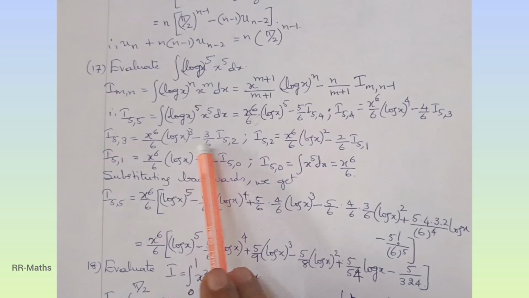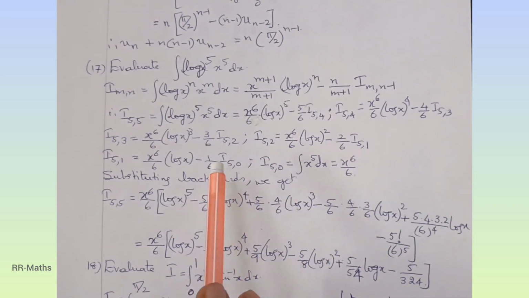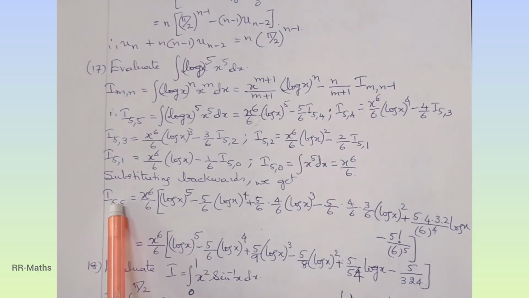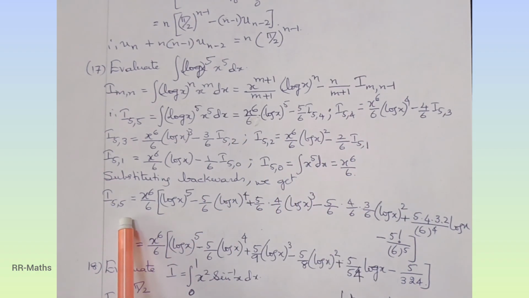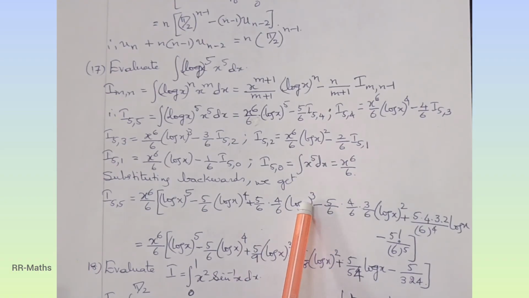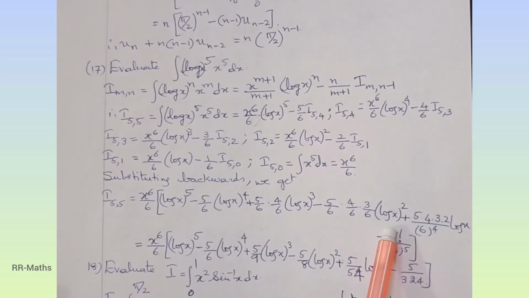Now you keep substituting everything backwards. The whole thing you substitute here, and so on, and you do the simplification. You get I(5,5) is equal to, you can take out x^6/6 as a common factor, which will give you (log x)^5 minus 5/6 (log x)^4 plus 5·4/6^2 (log x)^3 minus 5·4·3/6^3 (log x)^2 plus 5·4·3·2/6^4 log x minus 5!/6^5.